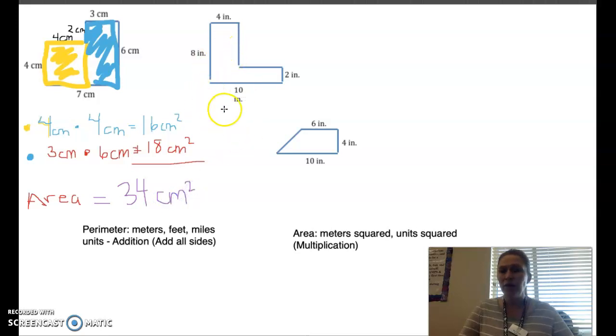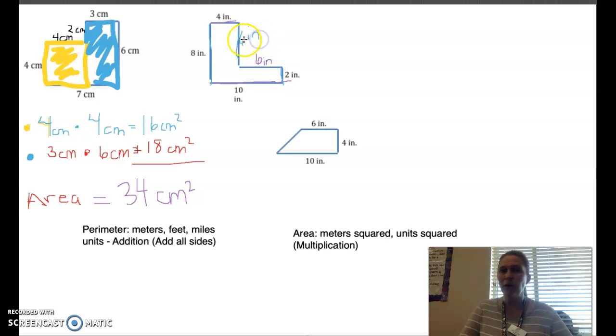Okay, so we're going to do the same thing on this one. We've got to find these missing lengths right here. So this missing length right here is going to be this 10 that we know, this whole long side, minus this part that we know, 4. So 10 minus 4 is 6. And then we have this right here. We have 2 and we have 8. So to find this missing piece, we're going to take 8 and subtract 2, and we get 6.